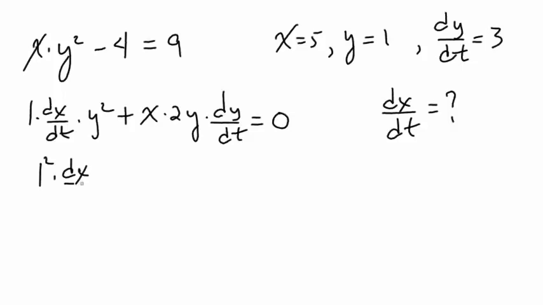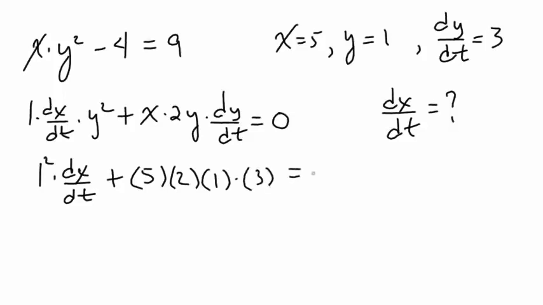Dx over dt, that's what we want to find. Plus, okay, x is 5 times 2 times 1, right? Our y is 1. And our dy over dt is 3. So we don't want to leave that off. Of course, now we're solving for dx over dt.